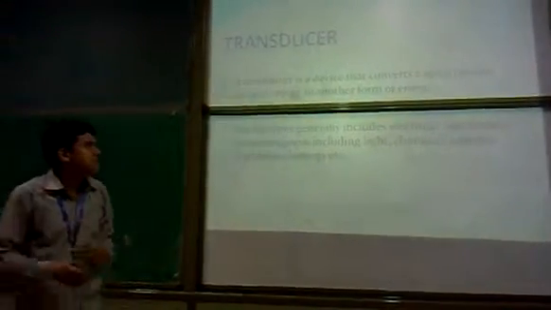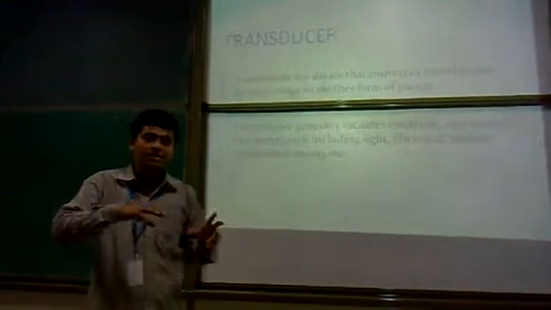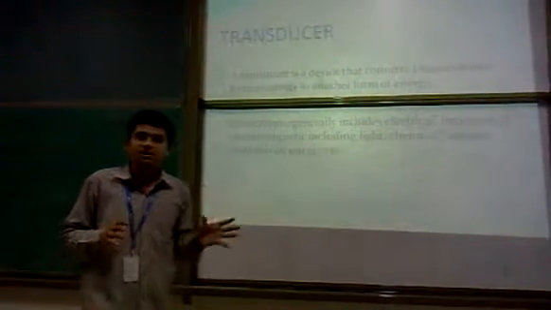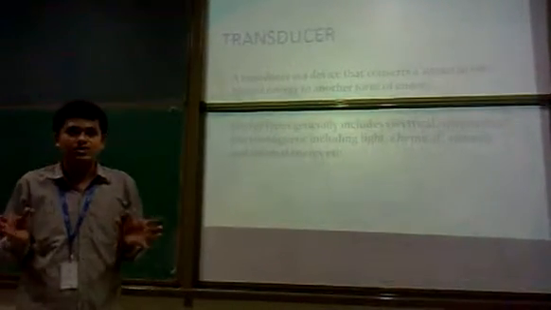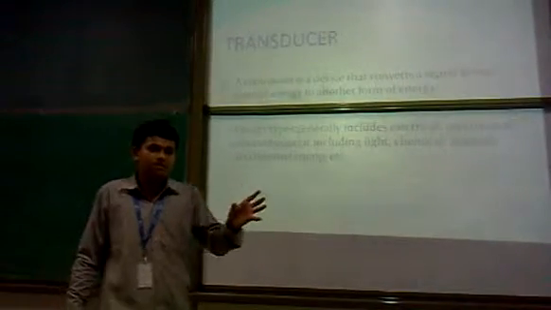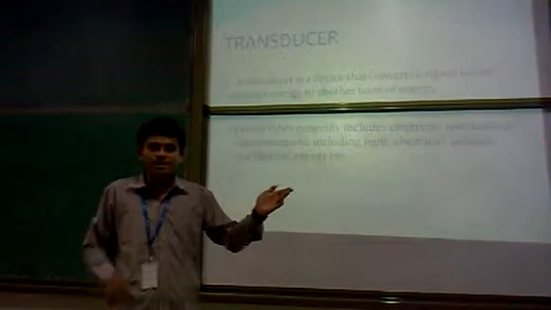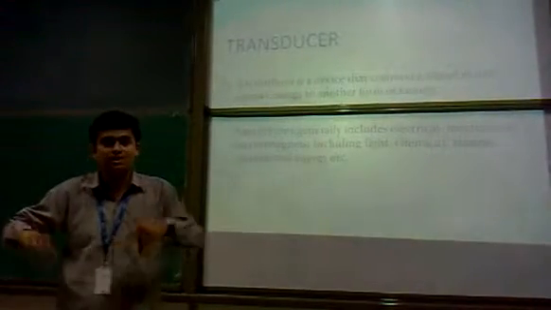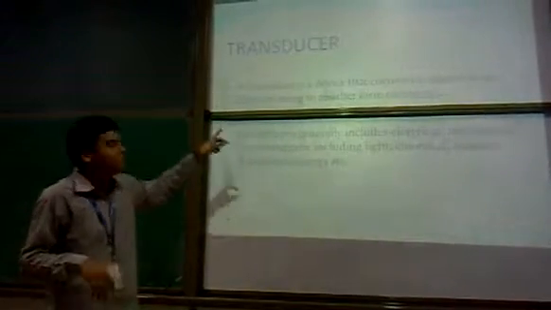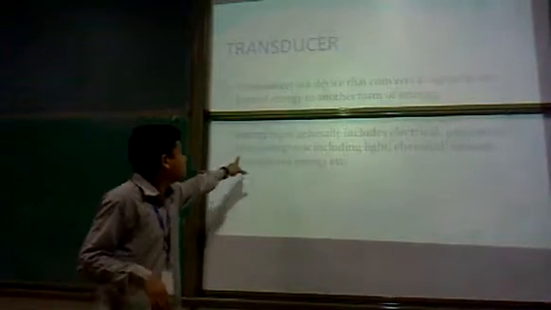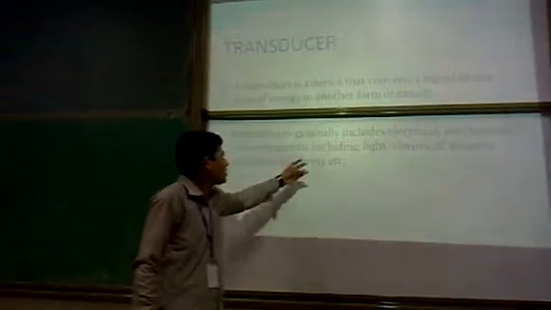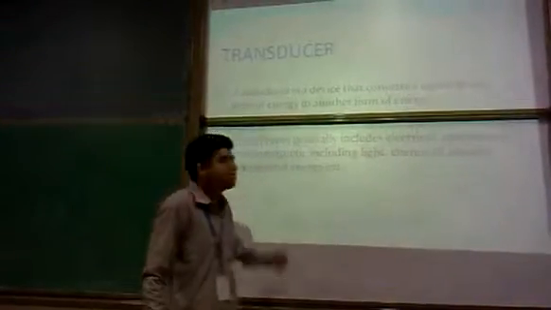A transducer is a device which converts a signal in one form of energy to another form. Basically, there are two transducers in the system. First is the primary transducer, second is the secondary transducer, which are combinedly called a single transducer. The primary transducer converts any form of energy into another form, and the secondary transducer converts that form of energy into an electrical signal. So finally, at the output of a transducer, we get an electrical signal. Energy types in a transducer generally include electrical, mechanical, electromagnetic, chemical, acoustic, and thermal energy.